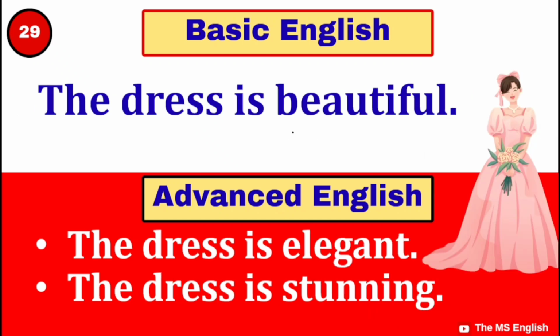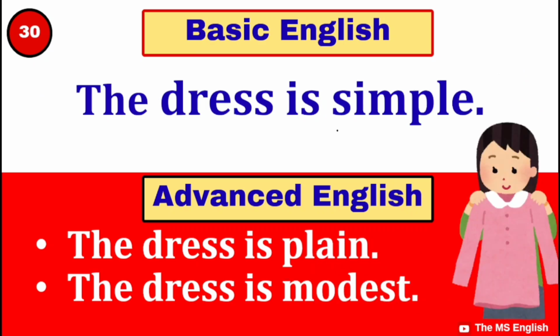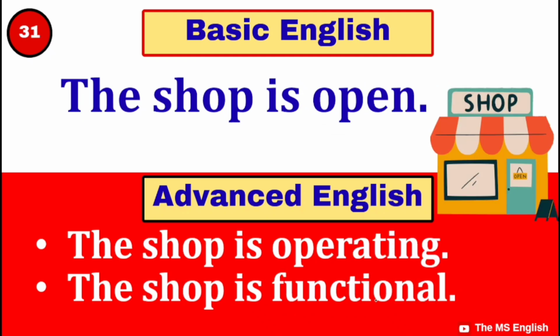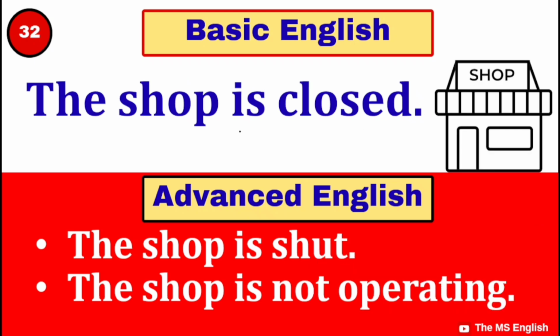The dress is beautiful. The dress is elegant. The dress is stunning. The dress is simple. The dress is plain. The dress is modest. The shop is open. The shop is operating. The shop is functional. The shop is closed.